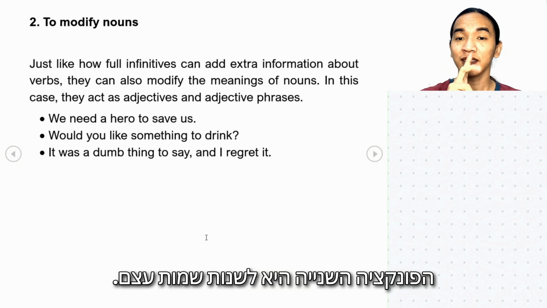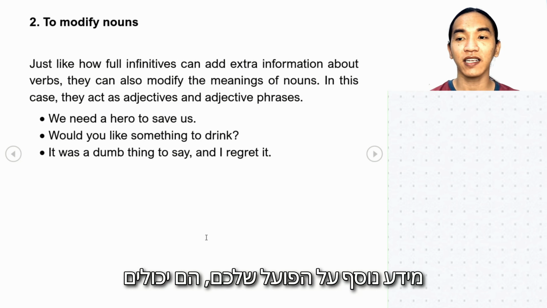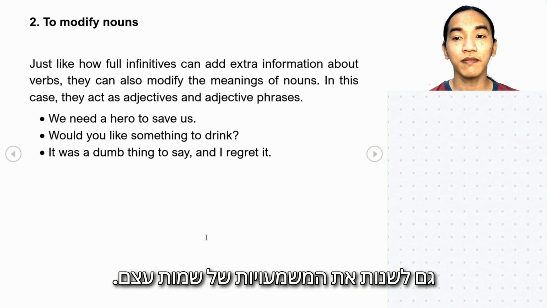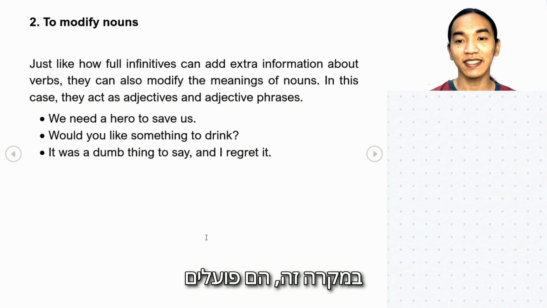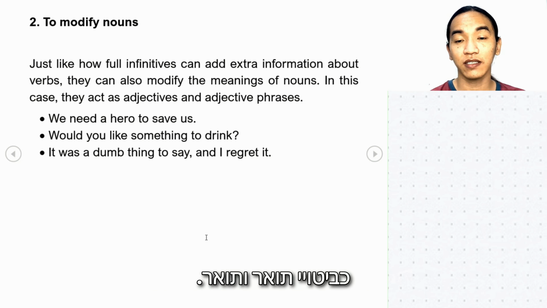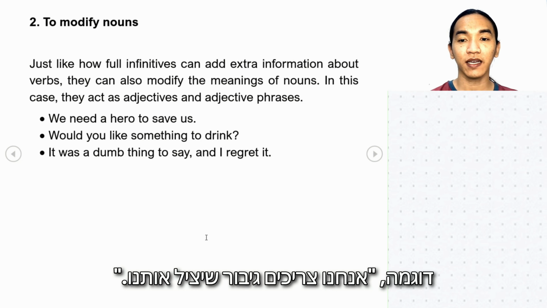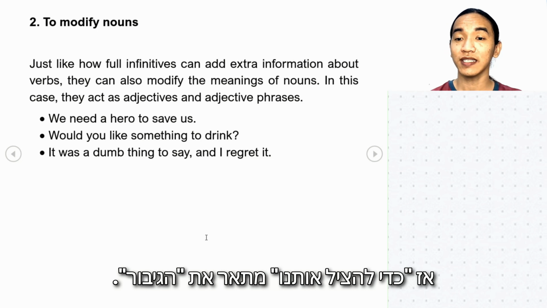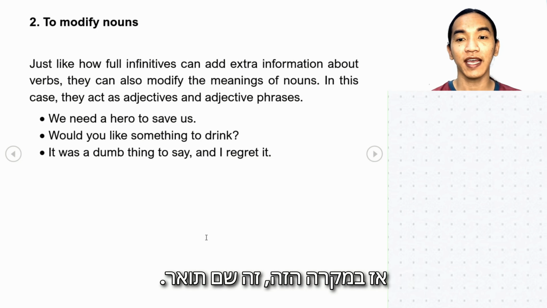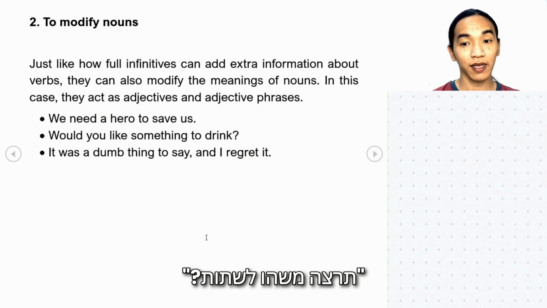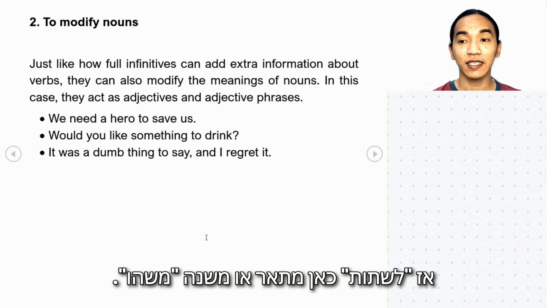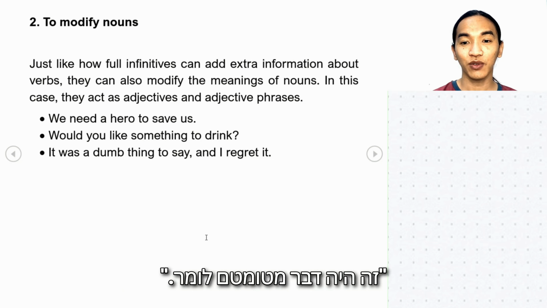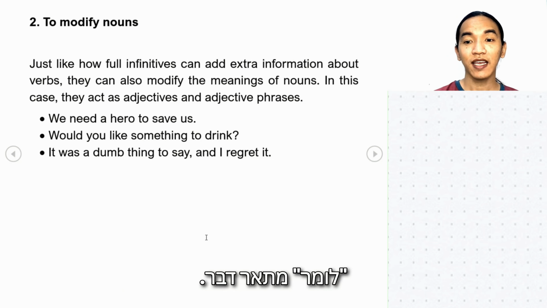Next one. The second function is to modify nouns. Just like how full infinitives can add extra information about your verb, they can also modify the meanings of nouns. In this case, they act as adjectives and adjective phrases. Example: We need a hero to save us. So, to save us describes the hero. In this case, it's an adjective. Would you like something to drink? So, to drink here describes or modifies something. It was a dumb thing to say. Thing to say describes thing. So in this case, they are modifying your nouns.